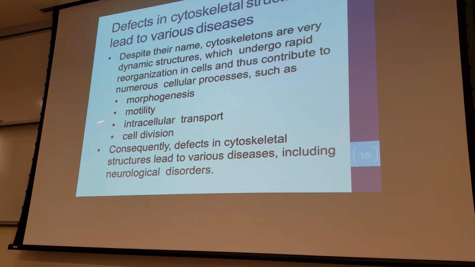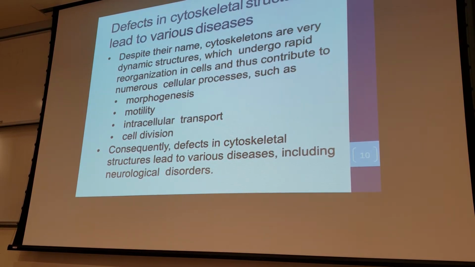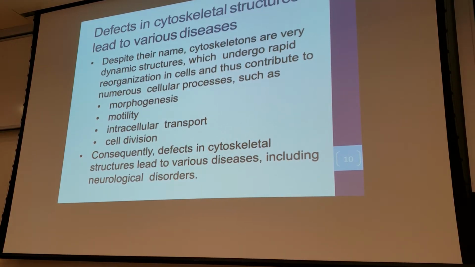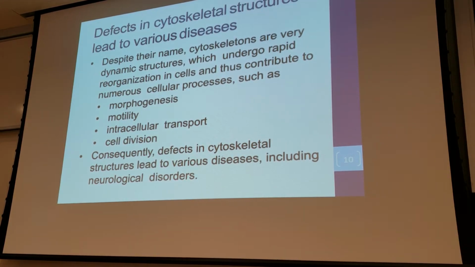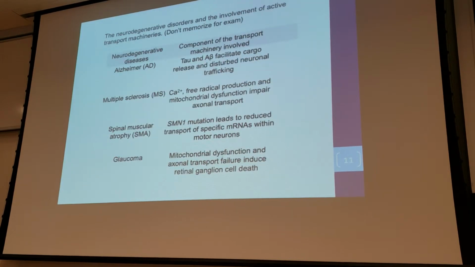We need to transport things in the cell, and cell division also relies on the cytoskeleton because we need to separate first the DNA, and then we also need to pinch off the cytoplasm, right? So for that we would need actin. So there are many different diseases associated with defects in the cytoskeleton. Here's just a couple that I didn't want you to memorize at all.